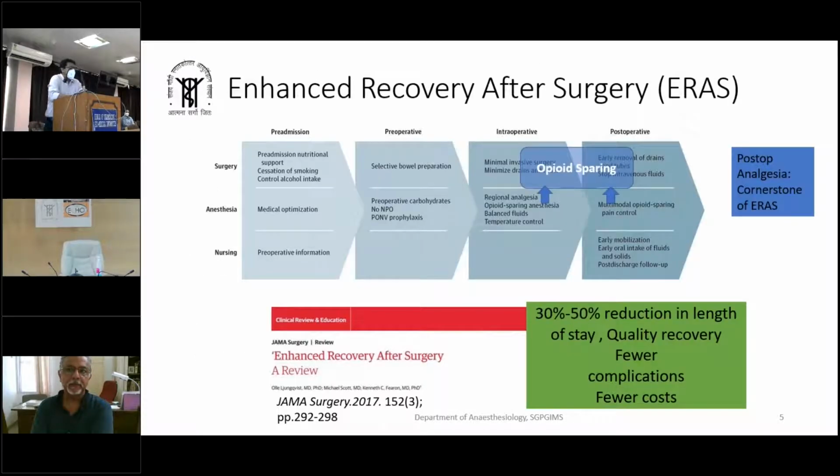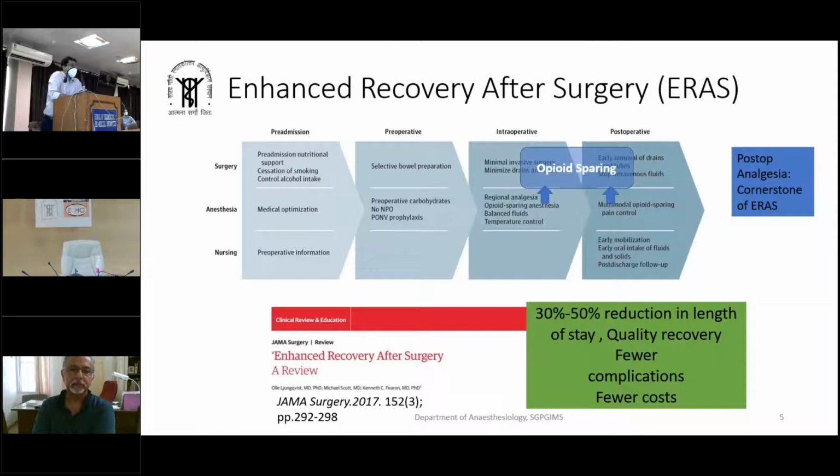The application of ERAS protocols has resulted in a 30 to 50% reduction in length of stay, better quality of recovery, fewer complications and lower costs. Now, post-operative analgesia is the cornerstone for ERAS. For anesthetists, two things are very important: opioid-sparing anesthesia in the intraoperative period and multimodal or opioid-sparing analgesia in the post-operative period.